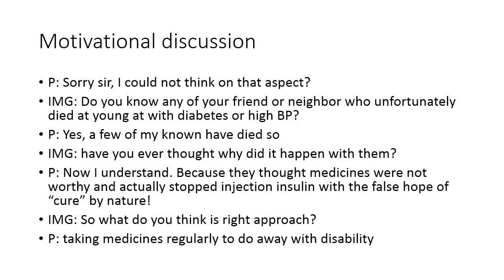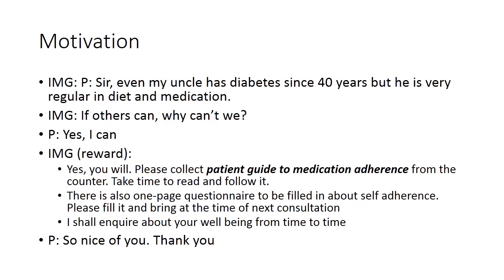Patient: Sorry, sir, I could not think about that aspect actually. IMG: Do you know any of your friends or neighbors who unfortunately died at a young age with diabetes or hypertension? Patient: Yes, a few of those known to me have died. IMG: Have you ever thought why it happened with them? Patient: Now I understand. Because they thought medicines were not worthy and actually stopped injection insulin with false hope of cure by nature. IMG: So, what do you think is the right approach now? So, here is breaking ambivalence. Patient: Taking medicines regularly to do away with disability.